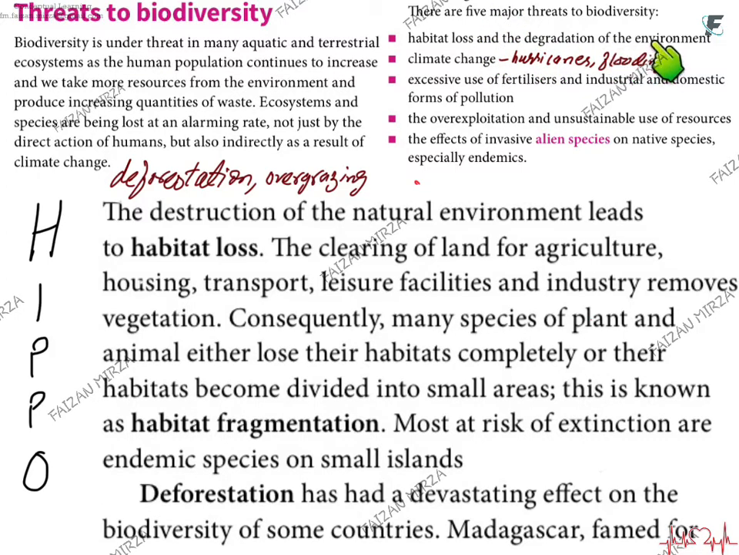So the activities that we have to discuss are habitat loss and degradation of the environment, which are completely human driven; climate change, hurricanes, flooding, again primarily human driven; excessive use of fertilizer to increase the yield in crops; industrial and domestic effluents and pollution; overexploitation of unsustainable resources; and the effects of alien species which eventually become invasive. So all these activities are a threat to biodiversity.